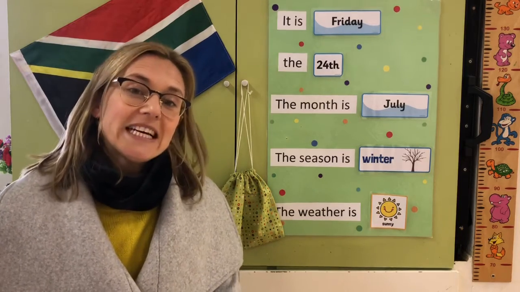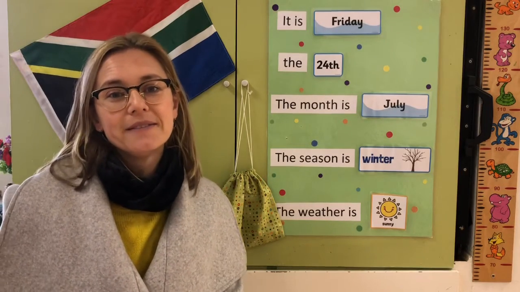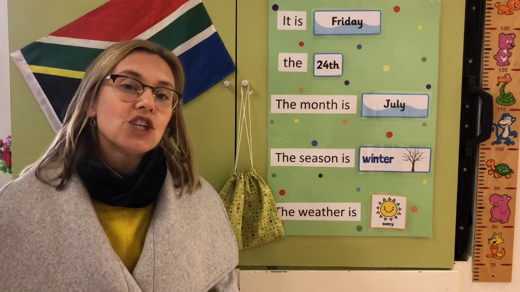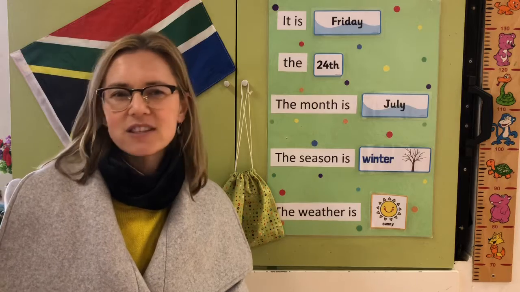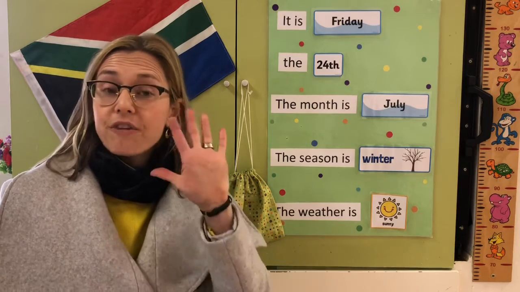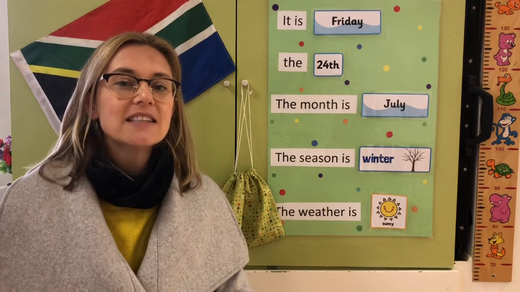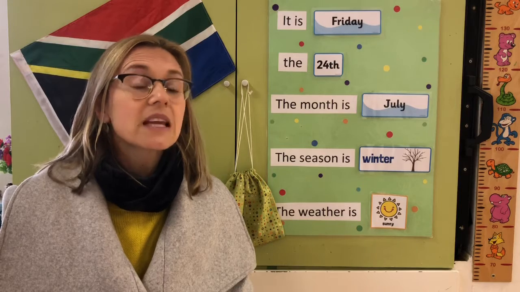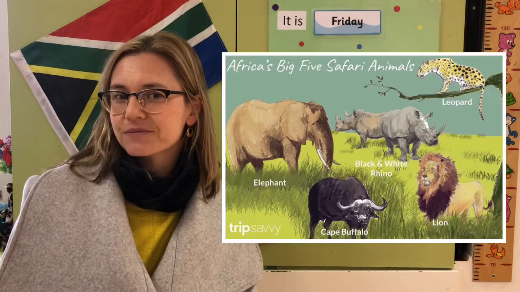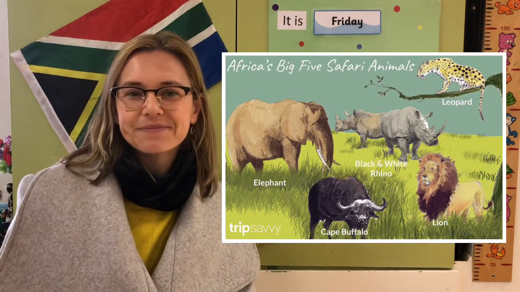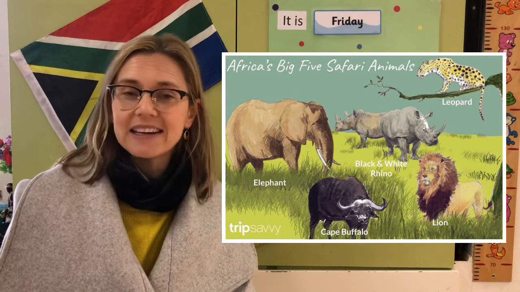So we are still learning about South Africa. Hence, I've got our South African flag behind me. This morning, I quickly want to just make sure you still remember the things that we've learned this week. Can you still remember what are our 5 big animals, the big 5 of South Africa? Think about it. Can you remember all of them? Let me show you a picture to help you. We've got the leopard, the rhino, the elephant, the buffalo, and the lion.